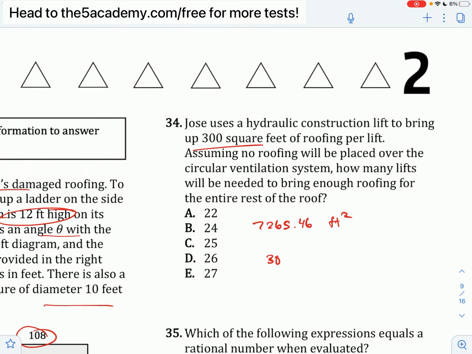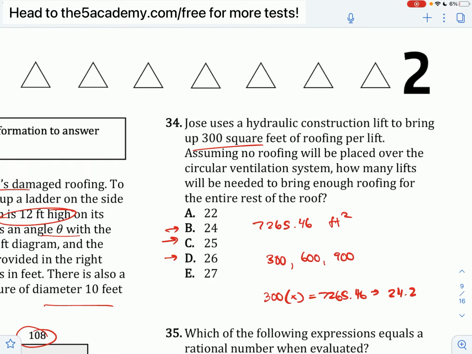So how many multiples of 300 will we need to get here? Well, I can list out all the numbers, but that's going to take a while. What I could just do is 300 times some number x is going to equal 7265.46. If I divide both sides by 300, effectively just divide this by 300, I end up getting 24.2. Okay, so is my answer 24? Is it 25? Is it 26?